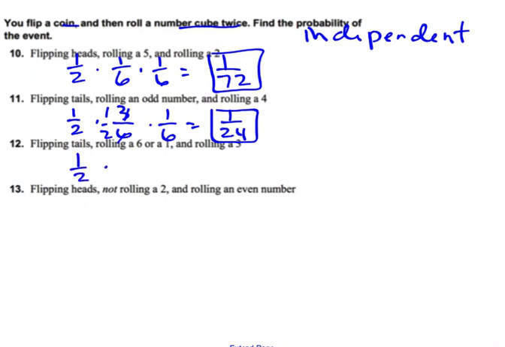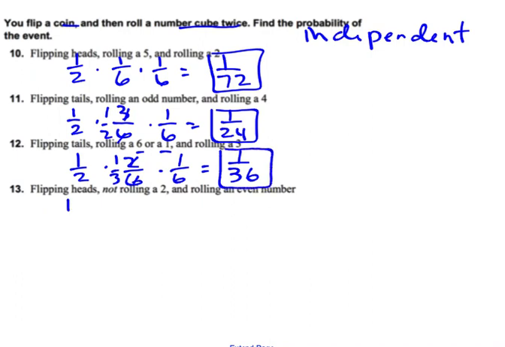Okay, flipping tails, which happens 1/2 of the time. Rolling a 6 or a 1. That's 2 options out of 6. And rolling a 3, that's 1 option out of 6. This gives us a probability of 1/2 times 1/3 times 1/6. And that would be 1/36th is the probability of that happening.